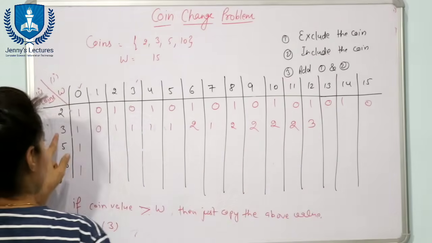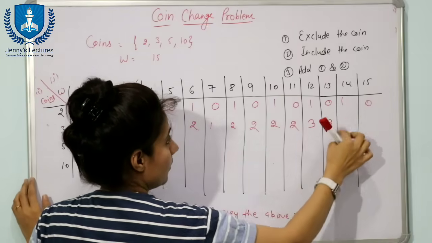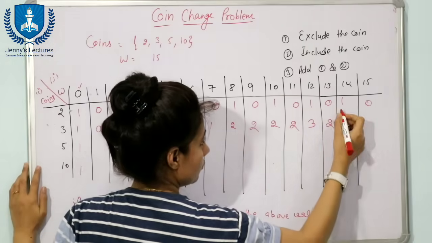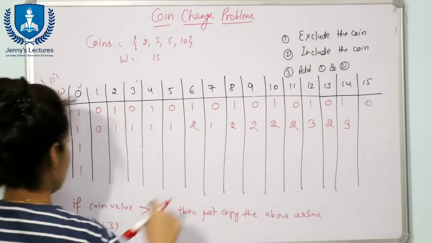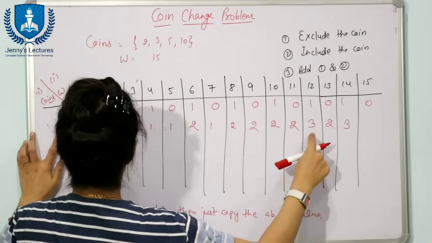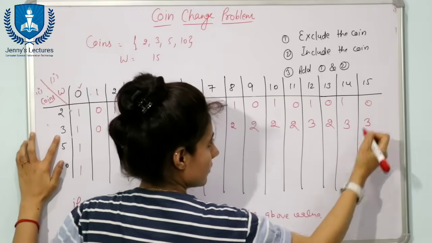0 plus 13 minus 3 is 10. We have 2. 1 plus 14 minus 3 is 11. This one is 1 plus 2 is 3. Here 0 plus 15 minus 3 is, I guess, 12. So here we will write 3 plus 0, that is 3.